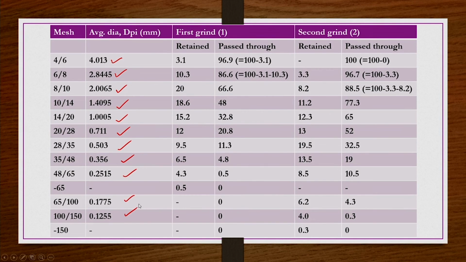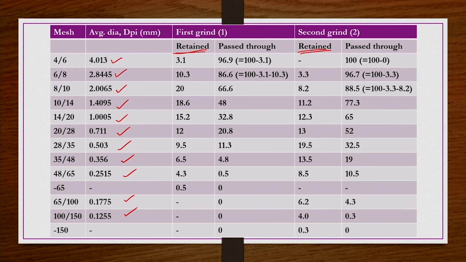So, in the table, first grind, second grind, whatever the fractions are given, that is the percentage of material retained, because that is how the differential analysis works, as we know. For 4 by 6, the corresponding xi is 3.1, that means 3.1 percent of material is retained on the screen, passing through 4 and retaining on 6, like that. So, all these things are there.